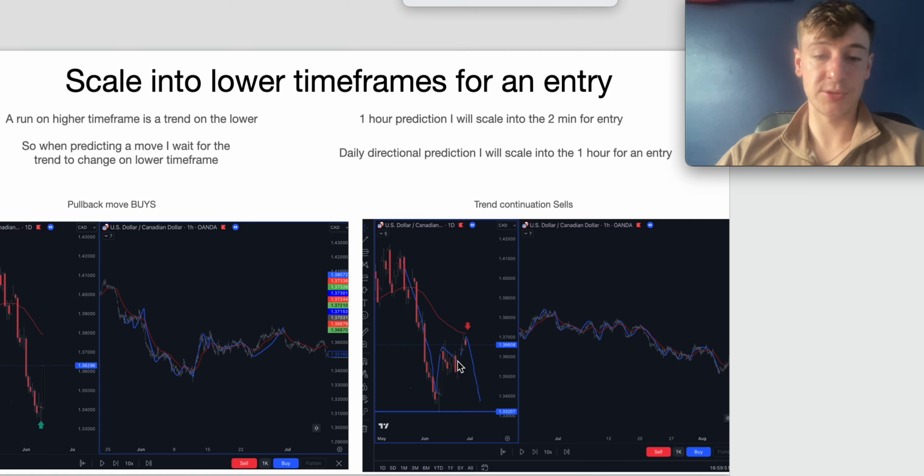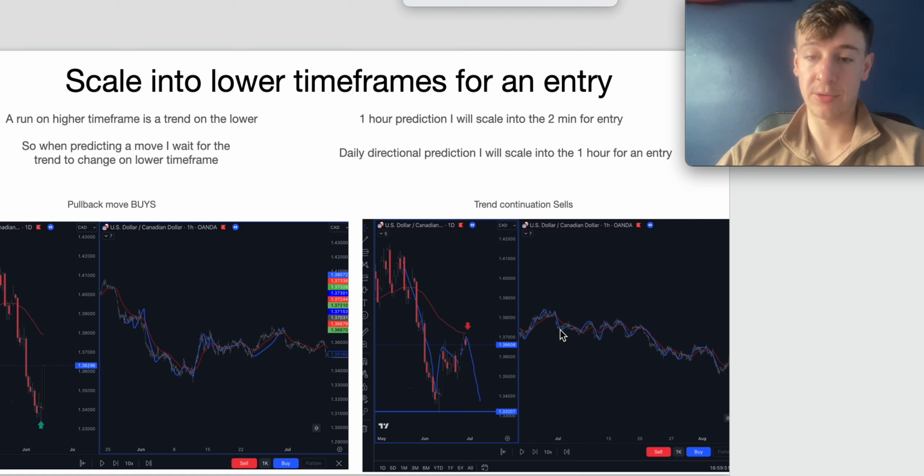Let me just say that one more time. A trend or a run, or each one of these 1 hour candles, is a trend on the lower time frame, on the 1 hour. So if we've been going up for a while, this will mean the 1 hour has been going up in an upward trend. So now if we're looking to take the continuation to the downside, we want to look for this trend on the 1 hour to change, which we did here.